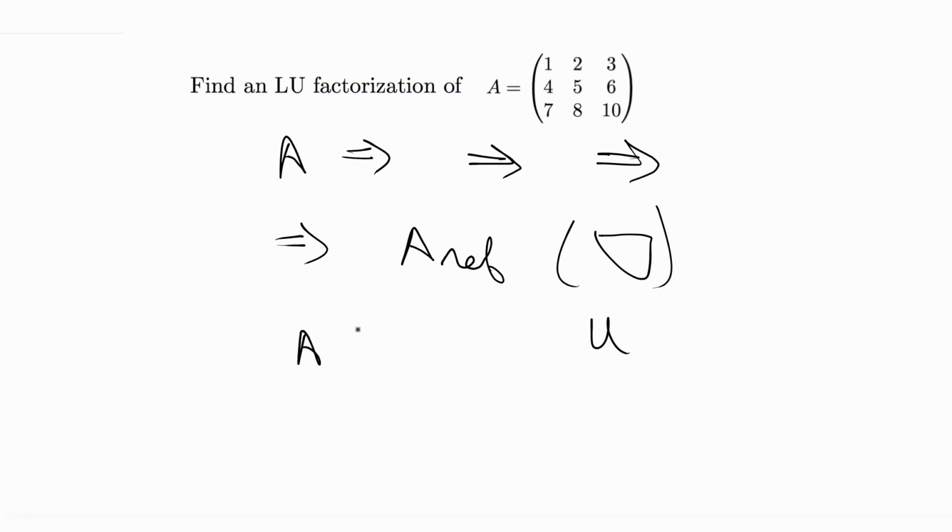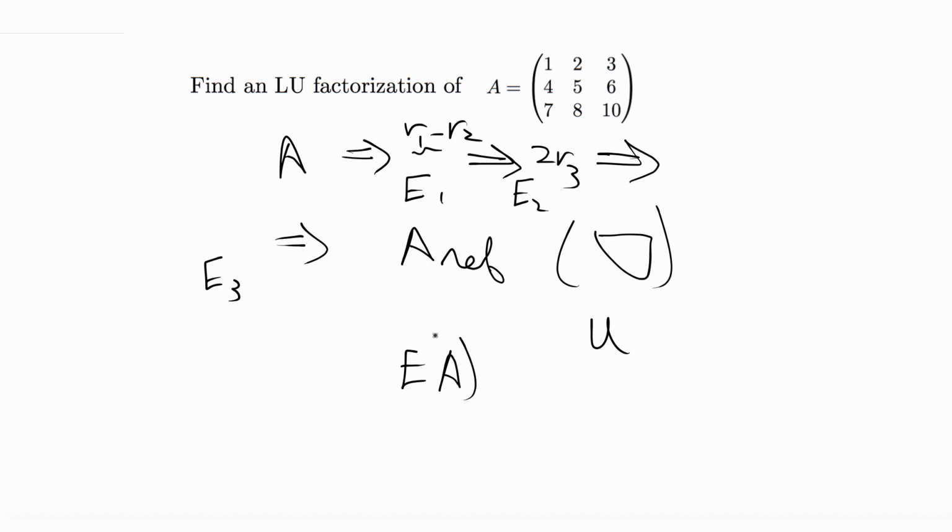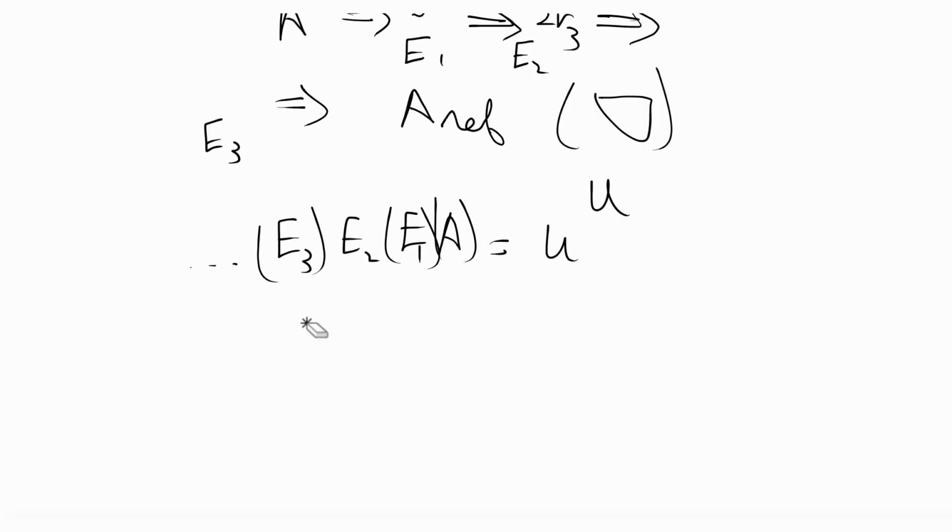So we're going to have A, and then for all these steps, let's say we do row 1 minus row 2 or things like that, or 2 times row 3, these are all going to be rewritten as elementary matrices. So this will be E1, E2, E3. We're going to have basically that A times E1, E2, E3, etc. is equal to U. Now there's a theorem that says that all elementary matrices are invertible, and there's another theorem that says that the product of invertible matrices is invertible.